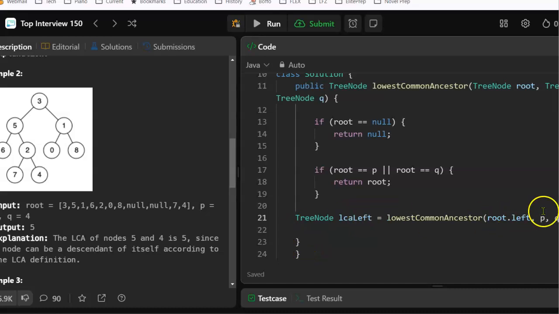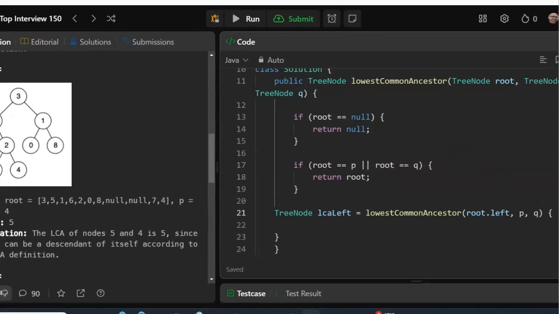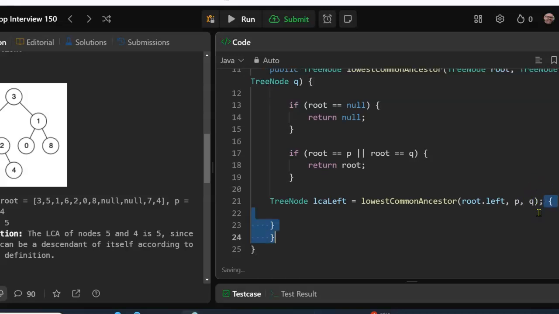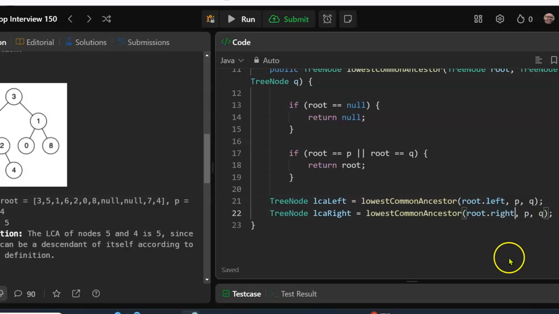We don't need that. Take this off. So copy and paste gone wrong here. But this one I think we can copy and paste. So we're going to look at the left, and we're also going to look at the right. Left and right, lowest common ancestor, root dot right. Also send in P and Q.